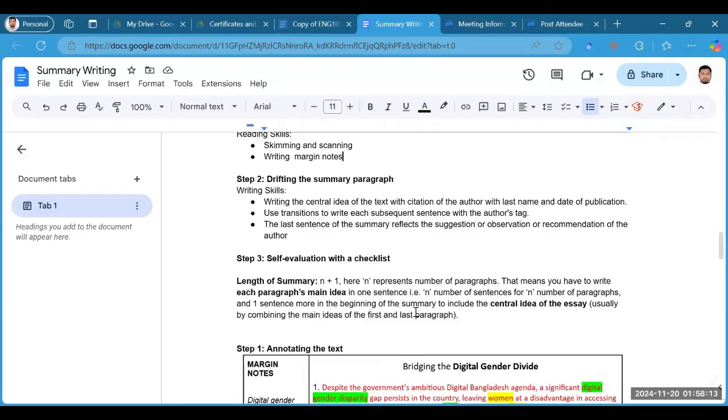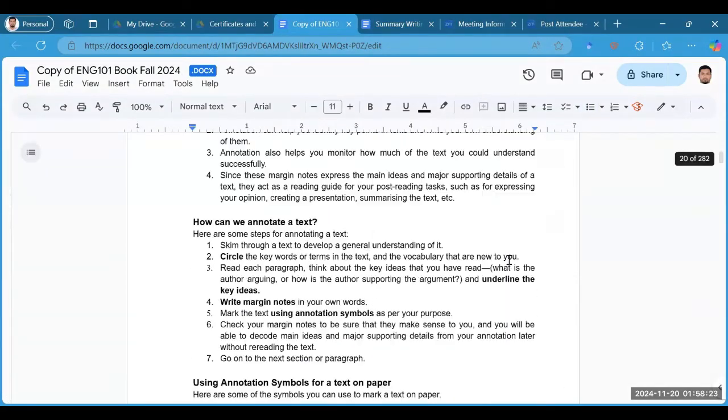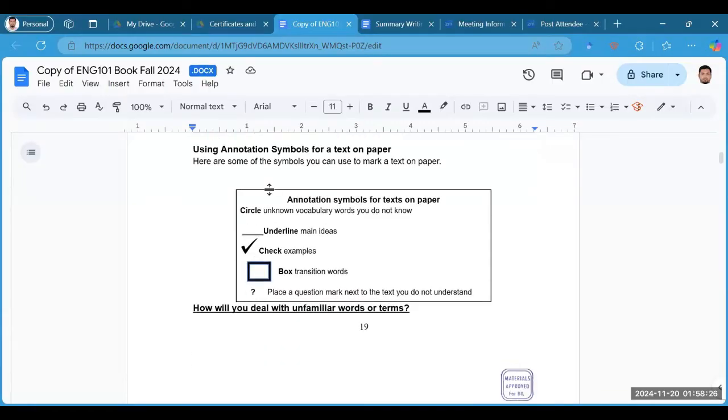All right, okay, let's begin with the first step, which is annotation. So you know how to annotate a text. Annotation involves using symbols and margin notes. Usually we underline the main ideas in the text when we annotate. And if there are any examples, we put check marks. To highlight the transitions, we put a box around the words or phrases. And if something is unclear or confusing, then we put a question mark.